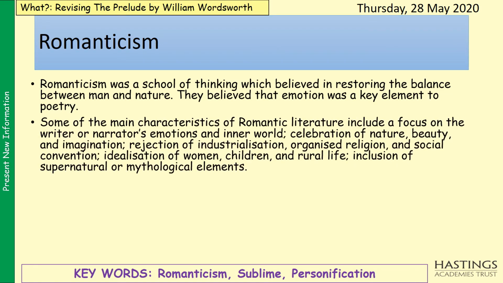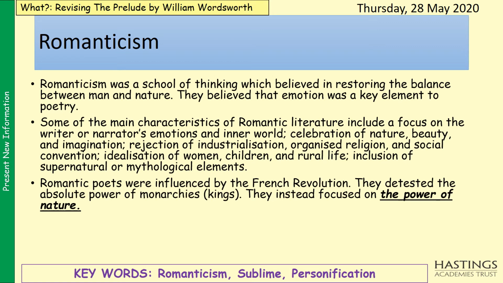Some of the main characteristics of Romantic literature include a focus on the writer or narrator's emotions and inner world, so like their inner thoughts, celebration of nature, beauty and imagination, a rejection of industrialization, organised religion and social convention, idealization of women, children and rural life, inclusion of supernatural or mythological elements as well.